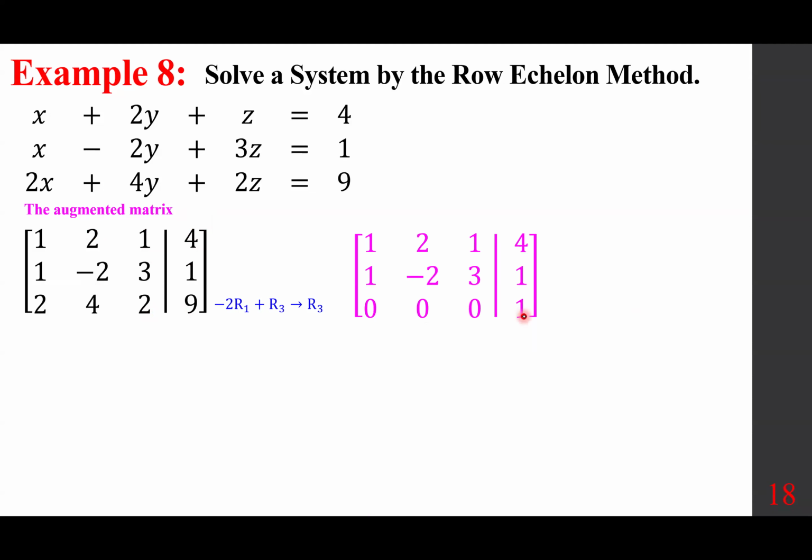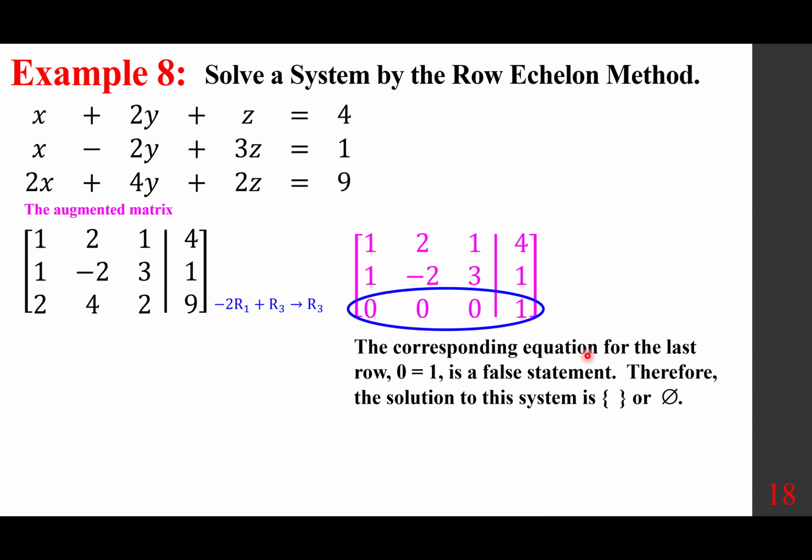Let's see what it means. It means 0x plus 0y plus 0z, that means 0 equals 1. That can't be. The corresponding equation for the last row, 0 equals 1, is a false statement. Therefore, the solution to the system is an empty set. This is phi, to represent an empty set. That means there is no solution.